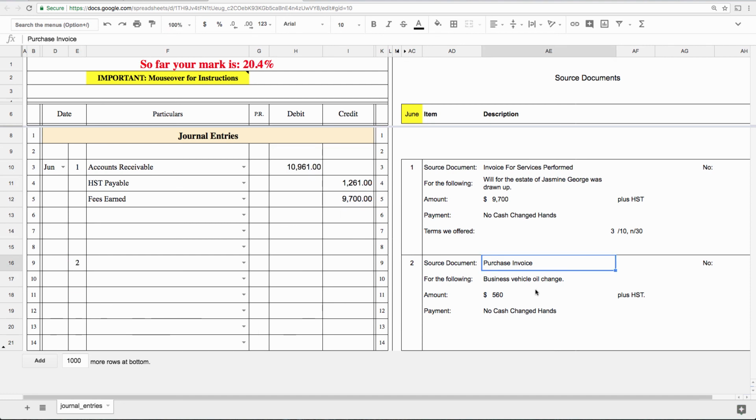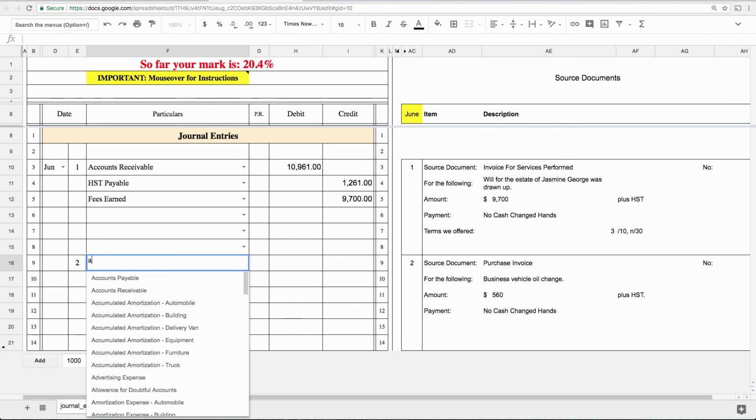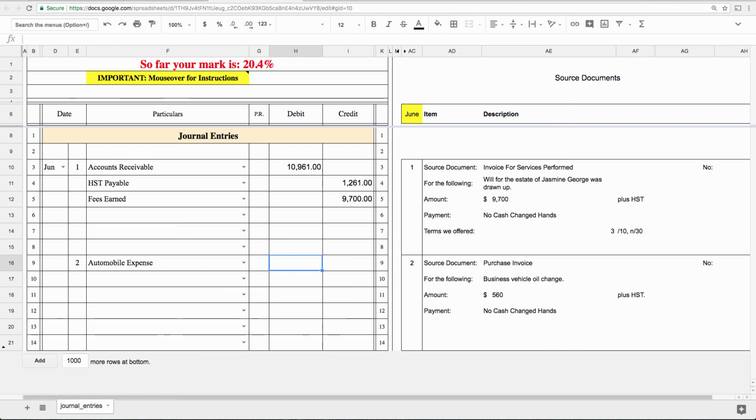Let's try the next one. So on the second, we have a purchase invoice. So the business bought something. It looks like they sent in some of their vehicles to have oil changes, and it's $560. No cash changes hands again, so you're going to owe money to the auto shop, and you got to add tax on it. So in this case, it's going to be an expense, right? Some kind of repairs or vehicle or automobile expense. Here we go, automobile expense. And the expense is the amount charged, $560.